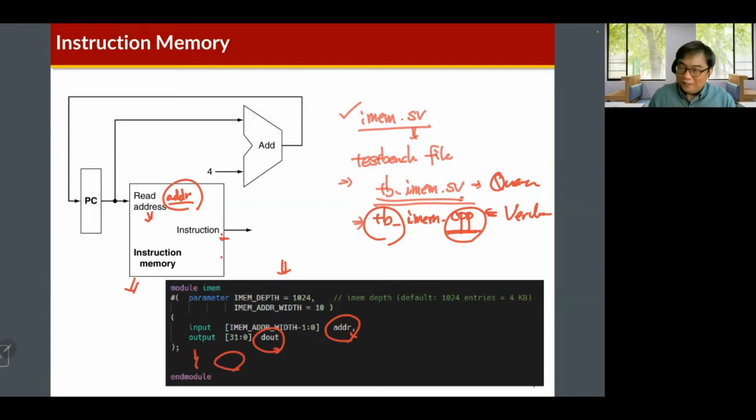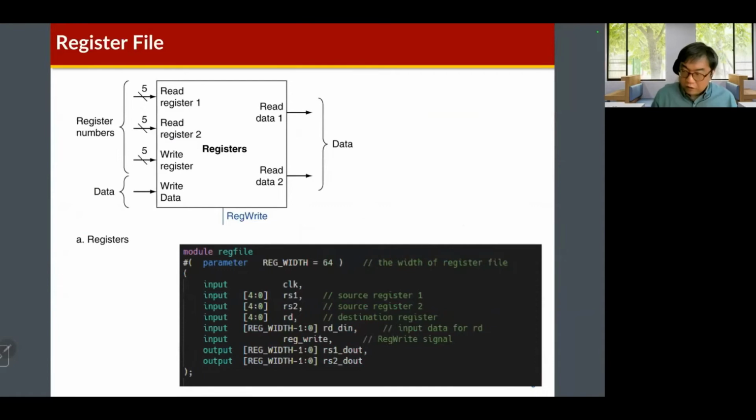So this is the memory. And then you can find some valuable comments in the design file. So then you need to complete your design file based on the provided comments in the file. Okay, how about the register file?